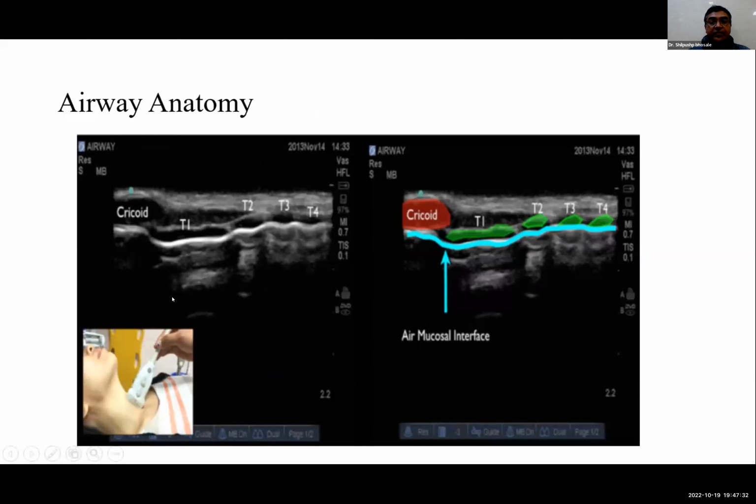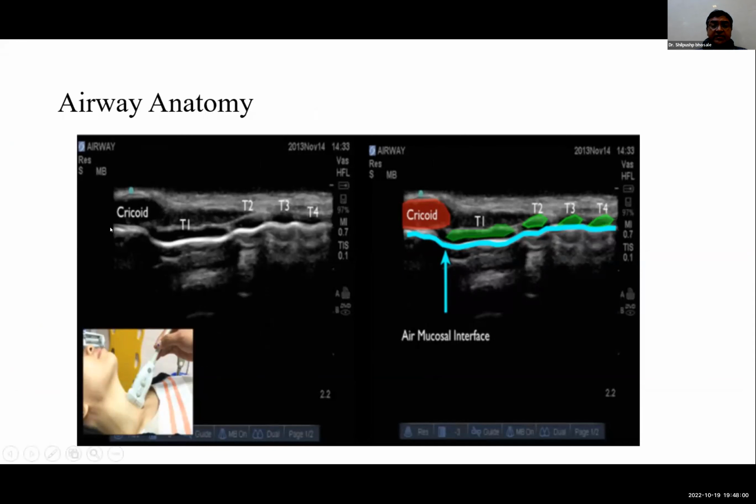The other thing is, when you put the probe in the vertical or longitudinal plane, this taut cartilage, as I said, is the cricoid cartilage. You can identify the first tracheal ring as a long, slender cartilage, and of course you can identify these other cartilages like the string of pearls or beads of pearls, what is classically described in airway ultrasound.